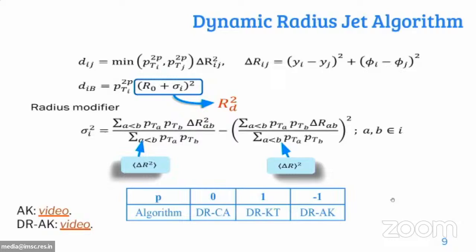a dynamic quantity by modifying it to R0 plus sigma I, where sigma I is basically the standard deviation of delta R, the distances of the constituents of a jet when the jet is getting formed. Okay, so if we do that, we can show that it can be useful. So earlier it was the CA, Cambridge-Aachen, KT, and anti-KT algorithm. In our case, we call it the dynamic radius jet algorithm, and for the same p values, we just give the names drCA, drKT, and drAK. So those will be for future reference.